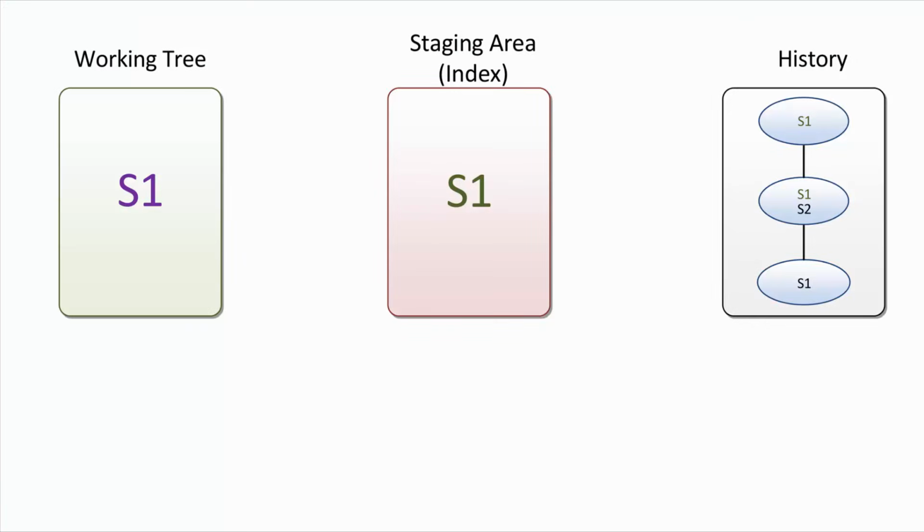In our diagram, we see the modified S1 in the working tree. We added it to the staging area with git add S1. We used git diff with the staged option to see how the staged S1 is different from the latest commit. Now we can unstage S1.